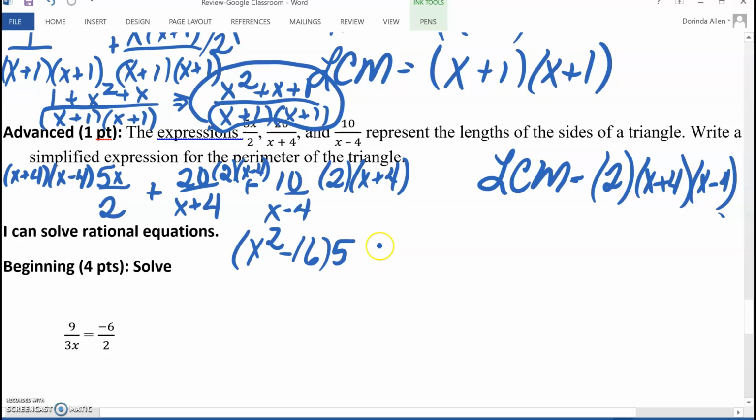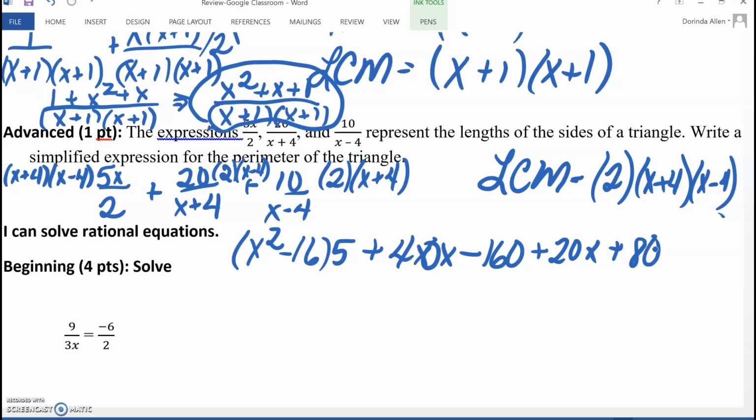20 times 2 is 40. So 40 times x is 40x. 40 times negative 4 is negative 160. And then 10 times 2 is 20. So 20 times x is 20x. 20 times 4 is 80. All right.